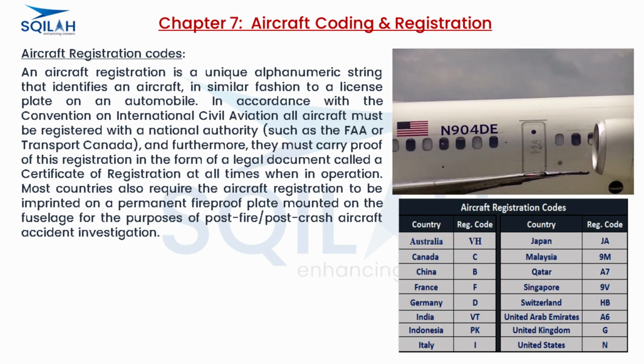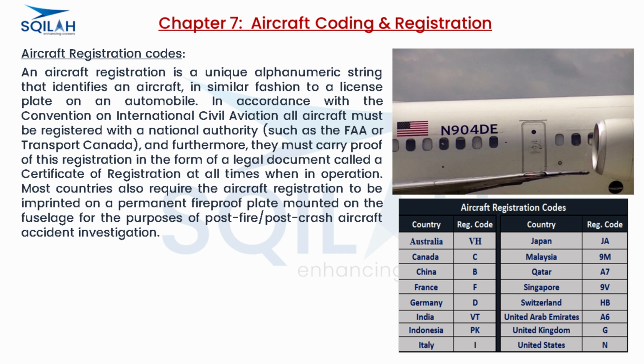Aircraft registration codes. An aircraft registration is a unique alphanumeric string that identifies an aircraft, in similar fashion to a license plate on an automobile. In accordance with the Convention on International Civil Aviation, all aircraft must be registered with a national authority, such as the FAA or Transport Canada, and furthermore, they must carry proof of this registration in the form of a legal document called a certificate of registration at all times when in operation.